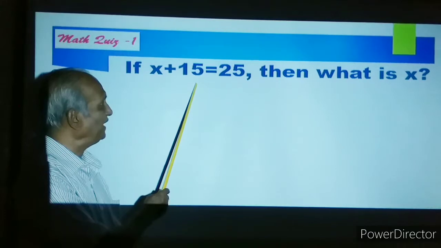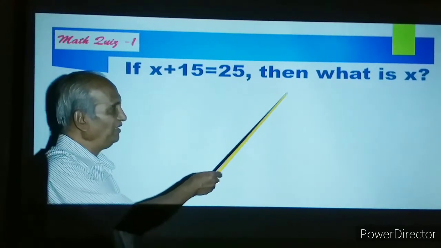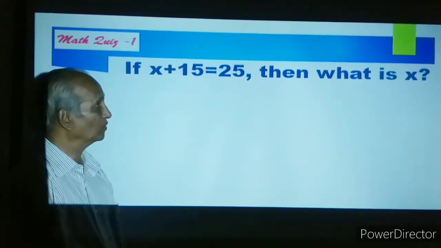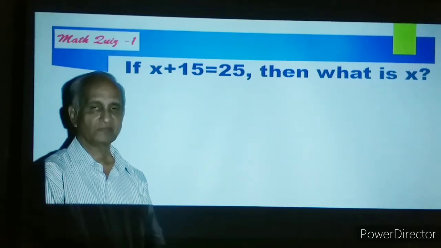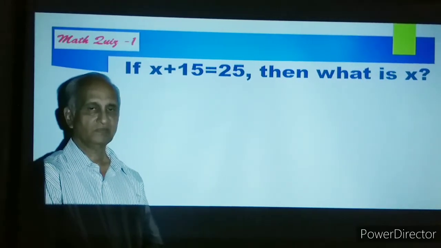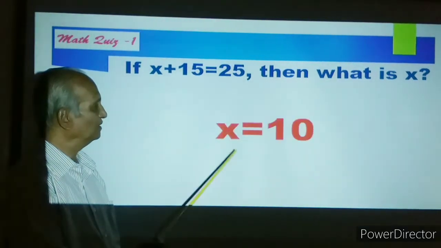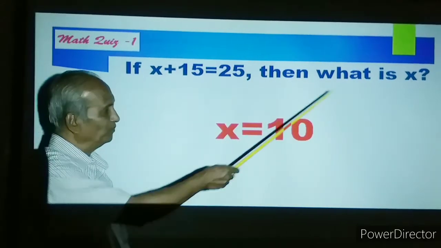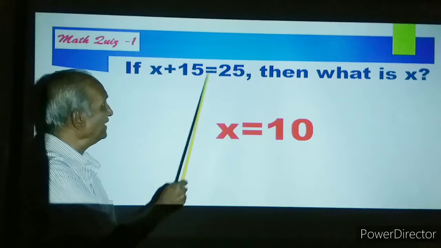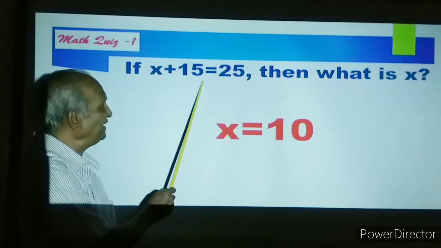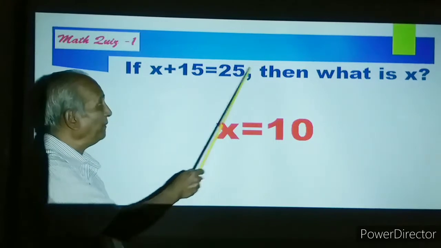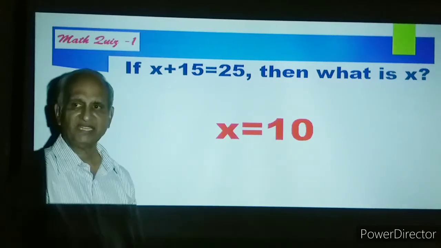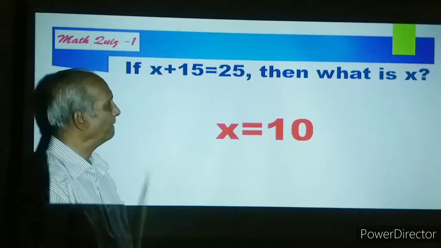If x plus 15 is 25, then what is x? What is the value of x? X is 10. How did we get it? X plus 15 is 25. You have to find out x. Then 15 has to be moved to the other side. It is plus 15 here. When it moves to the right side, it will be minus 15. 25 minus 15, it is 10. X value is 10. Next.